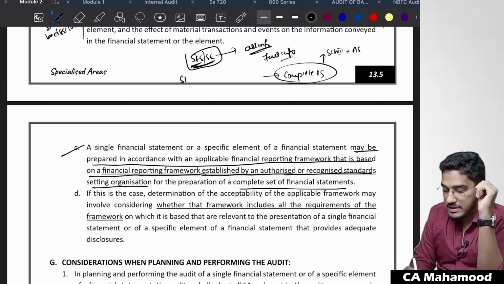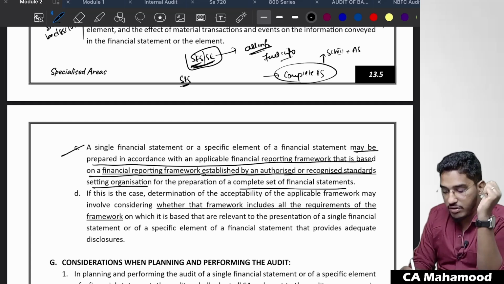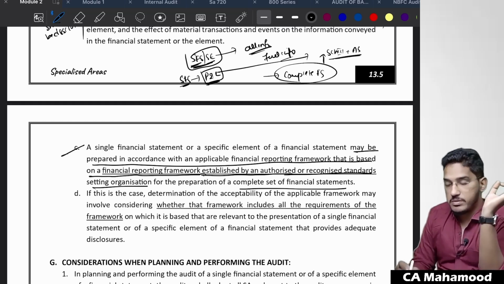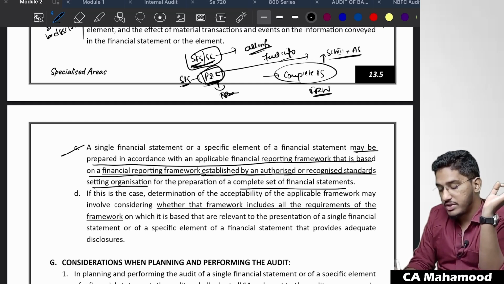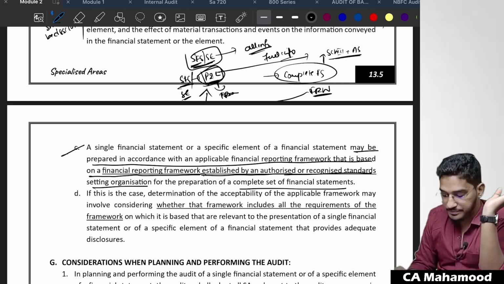Now, when they are preparing a single financial statement, they are required to prepare some single financial statement and they want to get it audited. For example, they want to conduct audit of only P&L. Separately for audit, they are preparing the P&L. Now, even this P&L will be prepared as per the requirements of Schedule 3 and accounting standards. In some circumstances, for single financial statements, there will not be any separate framework. Whatever framework is followed in the preparation of the complete set of financial statements, the same framework will be followed even in the preparation of that single financial statement or that specific element of the financial statement.